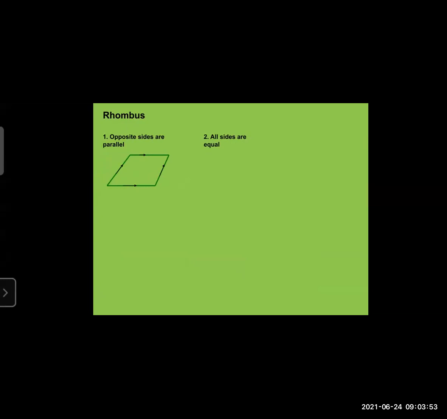But in a rhombus, these two properties are common. See this one, opposite sides are parallel and all sides are equal. Third property, opposite angles are equal. In a rhombus, opposite angles are equal, and in a square, all angles are equal to 90 degrees. Fourth property, diagonals bisect each other.